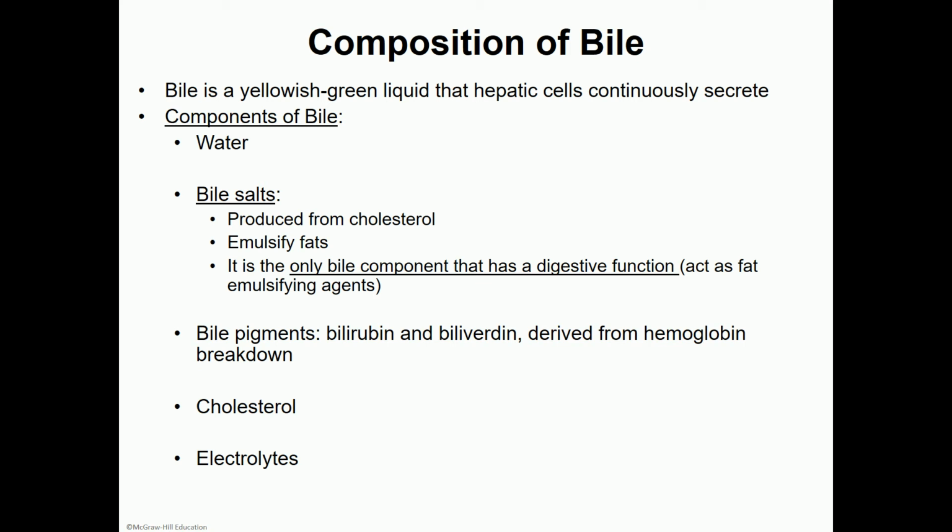So what is the composition of bile? Well, there's lots of water in there. There are lots of bile salts, and those bile salts are produced from cholesterol. The hepatocytes take cholesterol and change it into these bile salts. Bile salts are really important because they emulsify fat. If you're not familiar with the term emulsification, it basically means to break down fat into smaller particles to help the lipases in the small intestine digest fat.